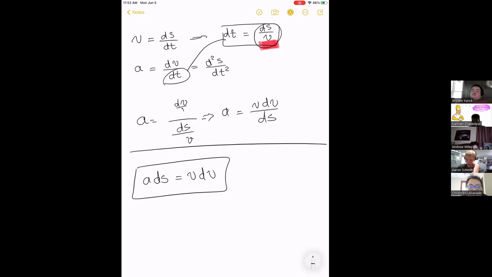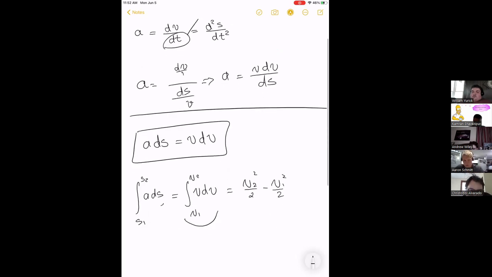And then if you want to calculate velocity or whatever, if you have equations for this, you can simply integrate A ds and V dv from, for example, S1 to S2, and this from V1 to V2. Do you guys know what is the integration for this? Integration of V dv? V squared over 2. Yeah, so you're going to get V2 squared over 2 minus V1 squared over 2. How about this one?